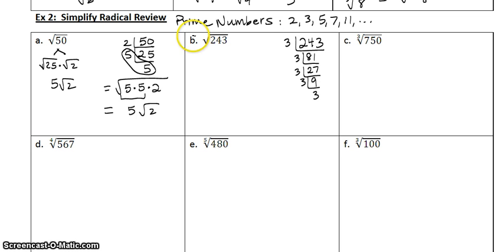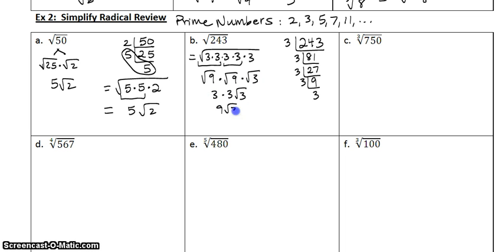So this again really means the square root of 243 is 3 times 3 times 3 times 3 times 3. This part right here would be the square root of 9. This part right here would be the square root of 9. So I've got 3 times 3 square roots of 3, so 9 square roots of 3.